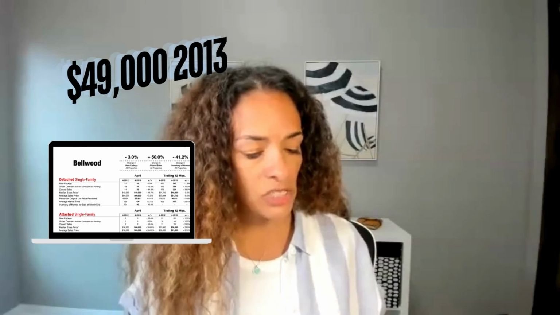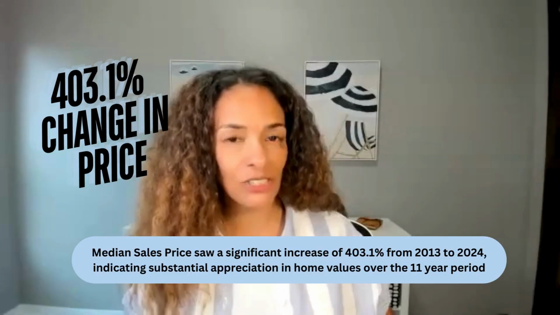The other thing I like to do to generate leads is to use data like this. So for example, I can use data from Bellwood, Illinois, where my husband renovates properties. I can look at 2013 versus 2014. In Bellwood in 2013, for a detached home, median sales prices were 40,000 and now they're at 246. This is the kind of data I like to use to convert.